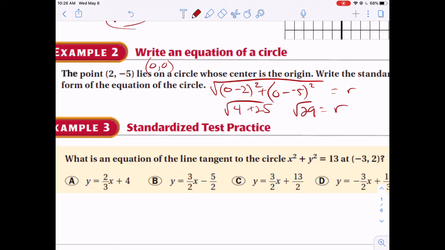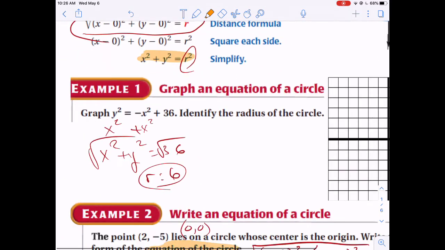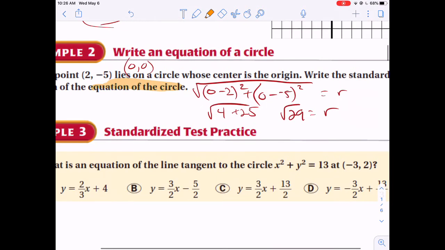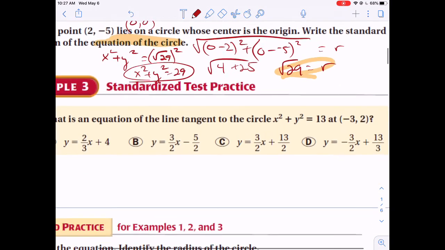Now, if I want to get the actual equation, they ask you for the equation of the circle. It's got to be in that form of x squared plus y squared equals r squared. We have our r here of square root of 29, so we'll just put that into the equation. We have x squared plus y squared equals the square root of 29 squared. When you square the square root, you just get 29. So it's x squared plus y squared equals 29. And there's your equation.